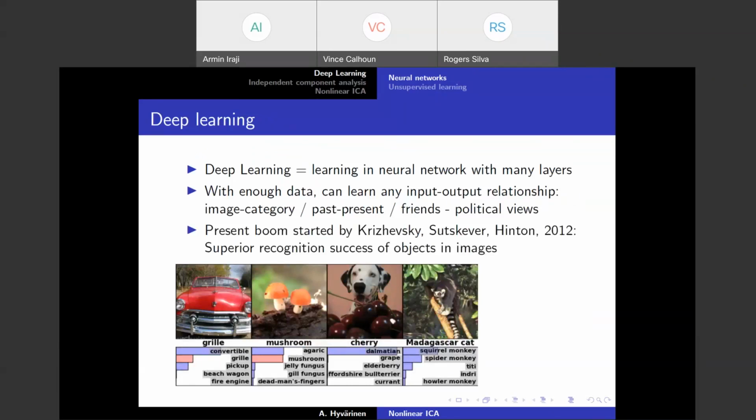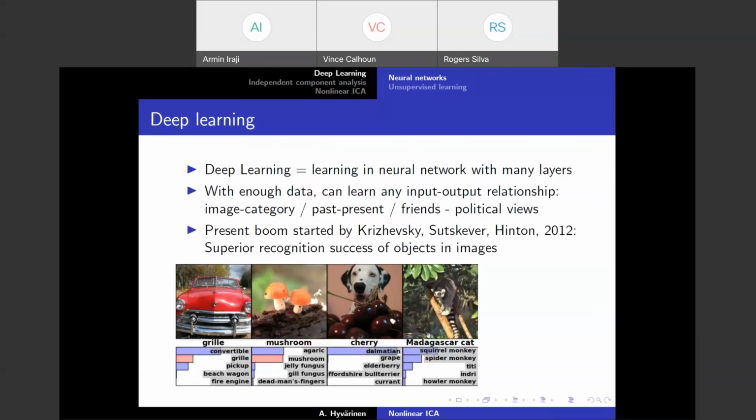So then the idea is that if we have enough data, then this kind of a system can learn any kind of an input-output relationship. The most famous applications are where the inputs are photographs, and then the neural network outputs the category, as illustrated in the figure below here.